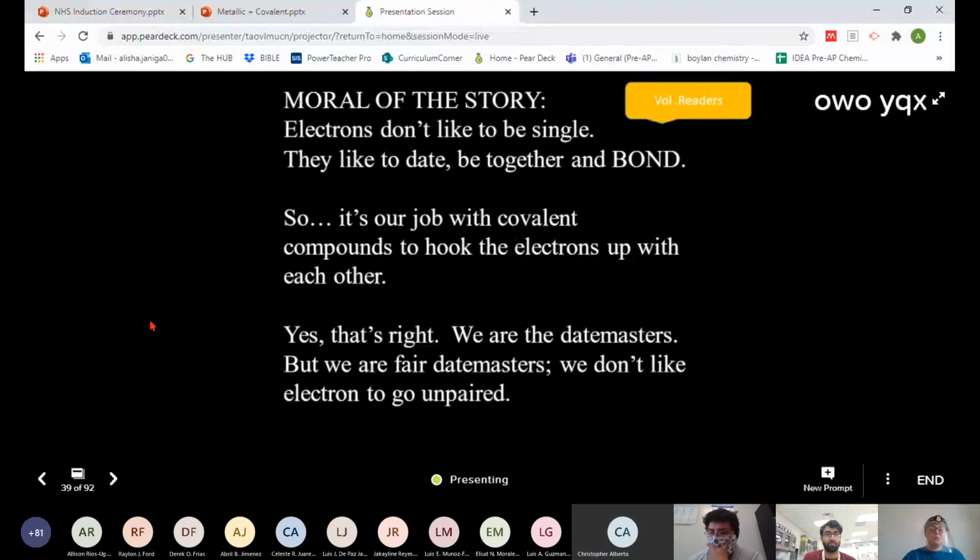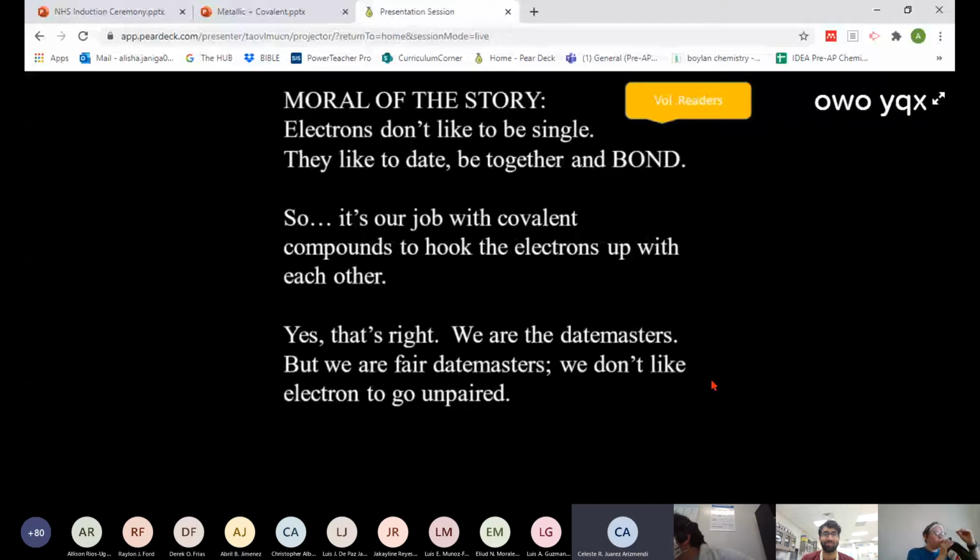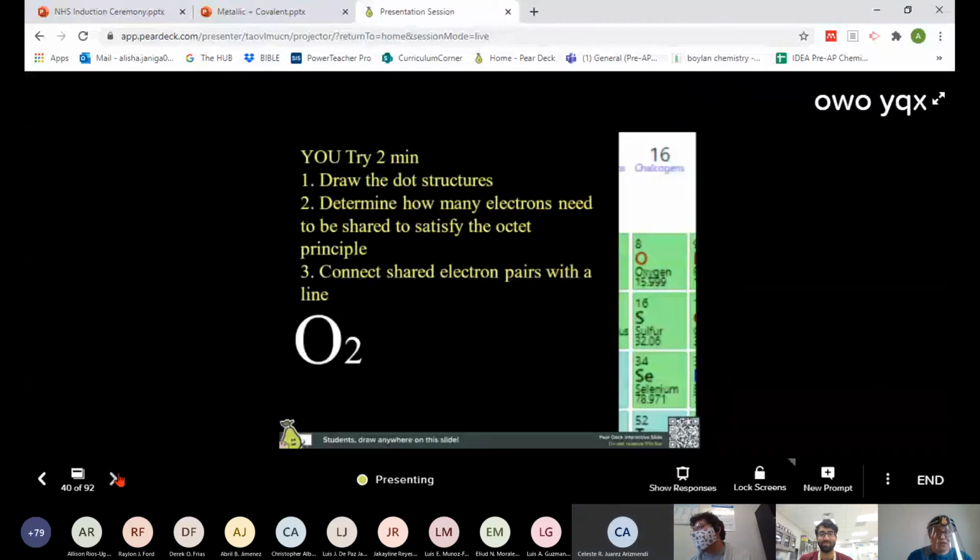So, moral of the story. Does someone want to read the moral of the story before I read it? Go ahead, Celeste. Moral of the story: electrons don't like to be single. They like to date, to be together and bond. So it's our job with covalent compounds to hook the electrons up with each other. Yes, that's right. We are the date masters, but we are fair date masters. We don't like electrons to go unpaired.